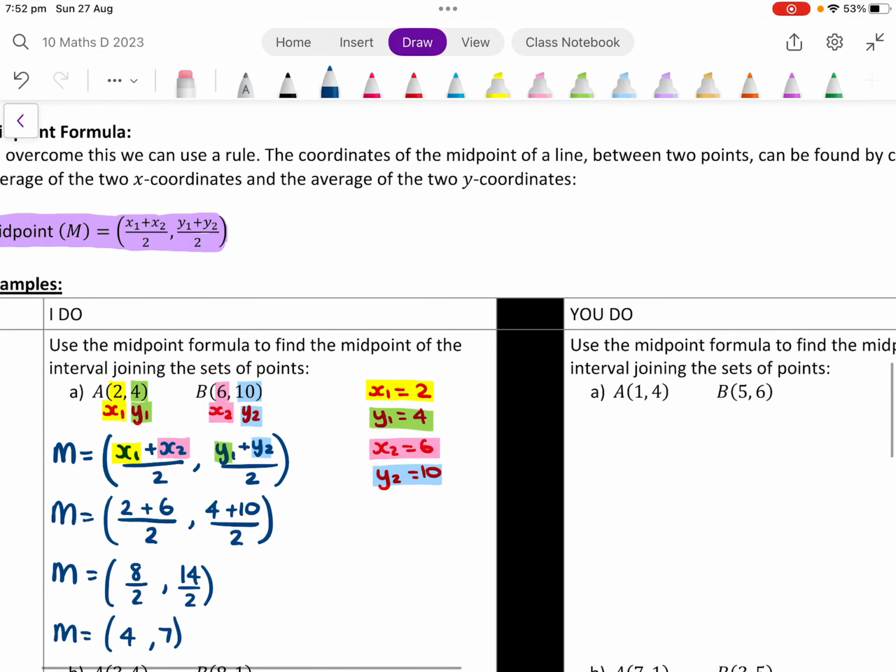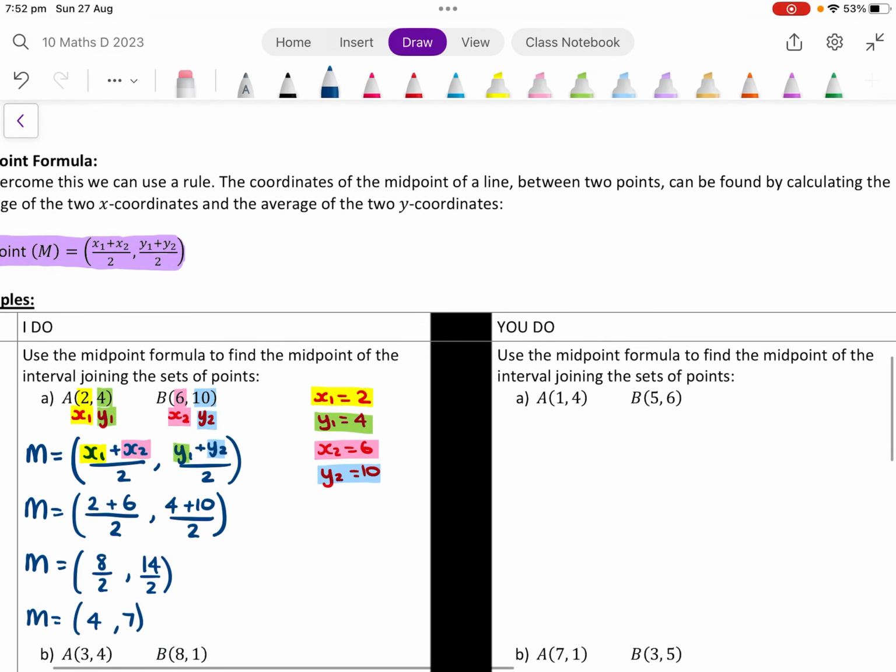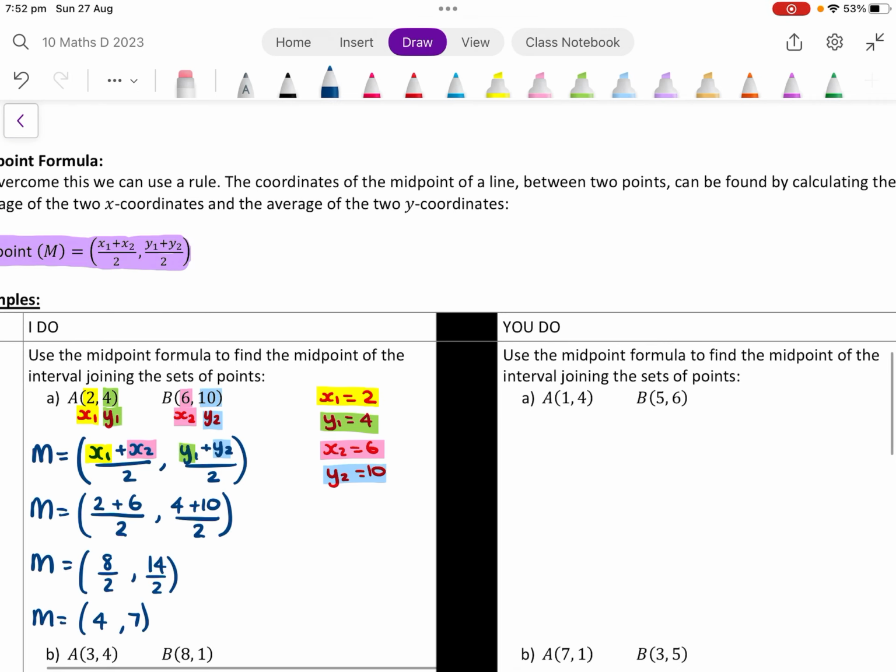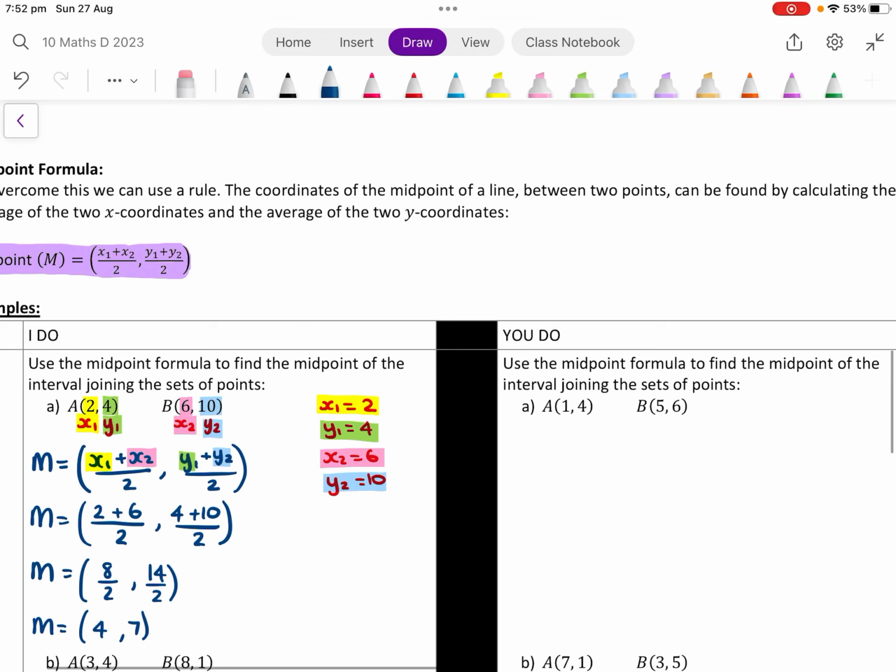Okay, I want you guys to have a go at this first one for me. So we're going to use the midpoint formula to find the midpoint of the interval joining the sets of points. A is 1, 4, and B is 5, 6. So pause the video here.